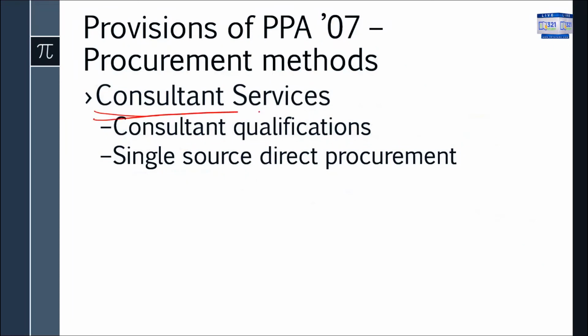Consultant services, although we examine goods and services, but those services are non-consultant services. Consultant services have different procurement methods. Of course, you can have the single source direct procurement, which of course is to be less than 250,000 naira.